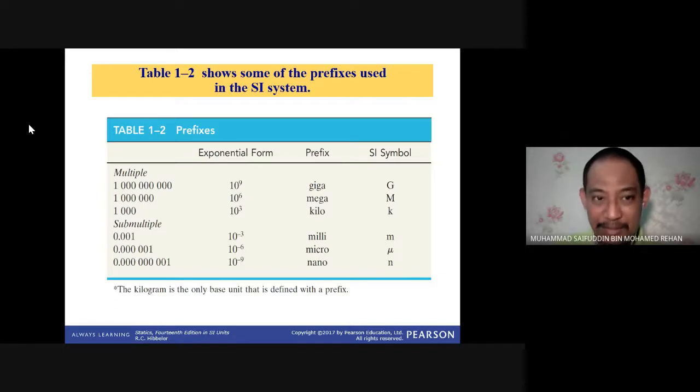Obviously in statics, normally we deal with the upper side. Until milli we still have, right? Because we have something in millimeter. But we rarely discuss anything about micro and nano in statics, because normally we deal with bigger things, right?